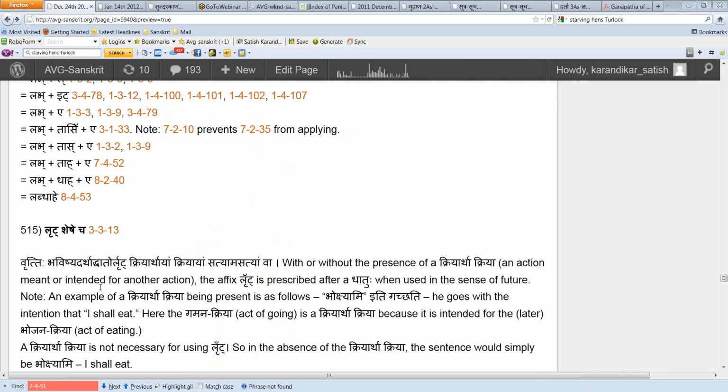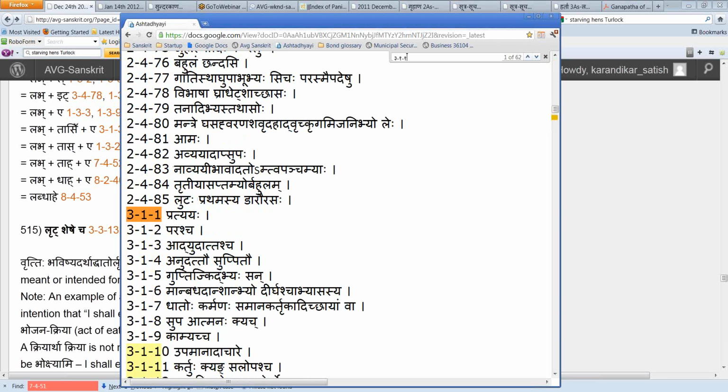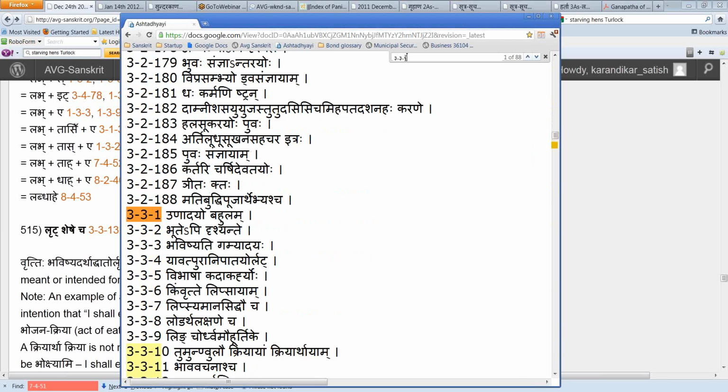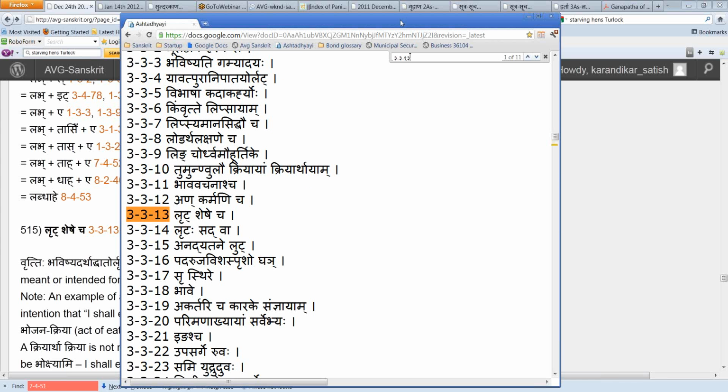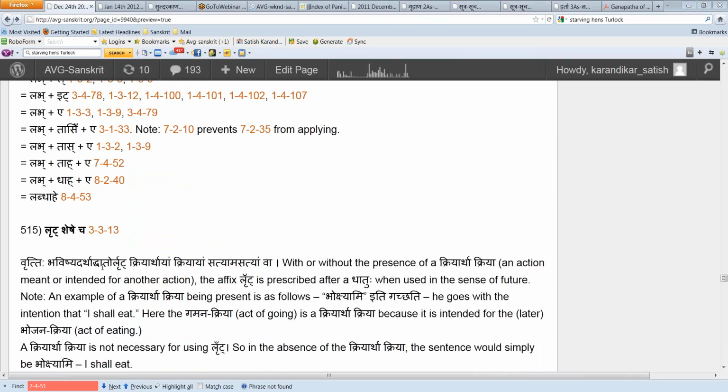Remember, we are in the adhikara of Pratyaya Parascha, which starts from 311, 312, and we are also in the adhikara of Dhatoho, which starts from 3122. So don't forget these grand adhikaras, the bigger adhikaras. The vritti puts all that together for you. So combining pratyaya parascha, dhatoho, bhavishyati, it becomes bhavishyadartha dhatoho.